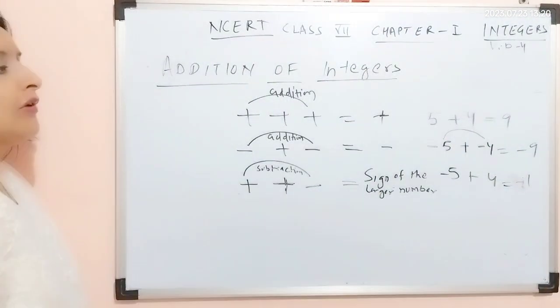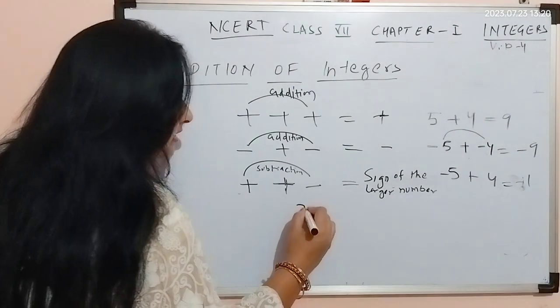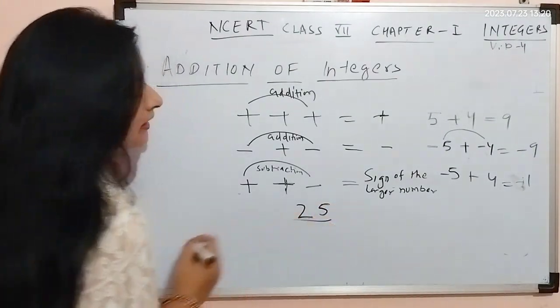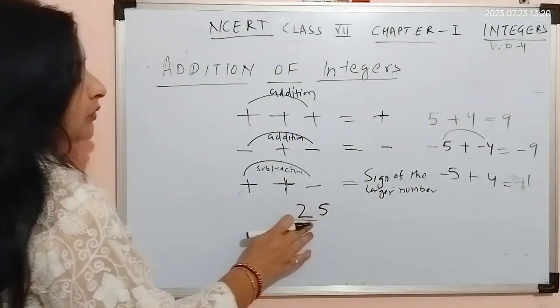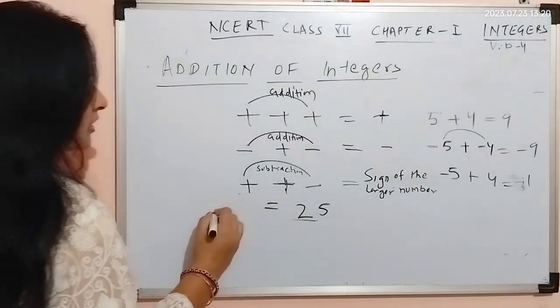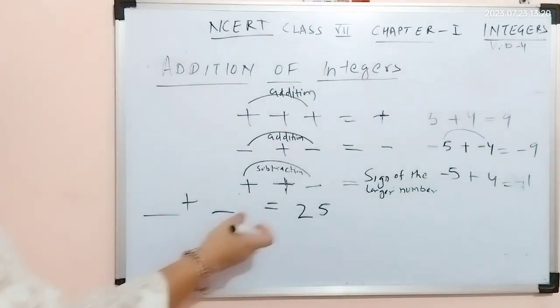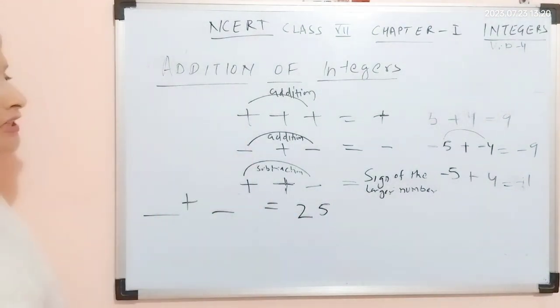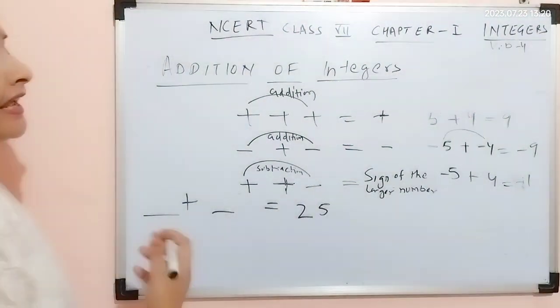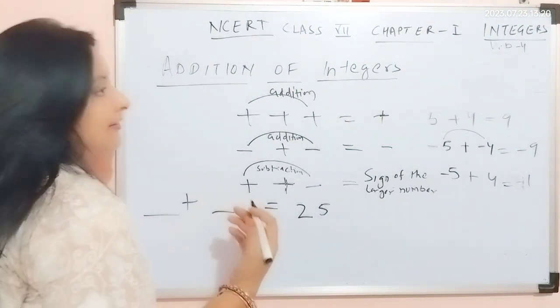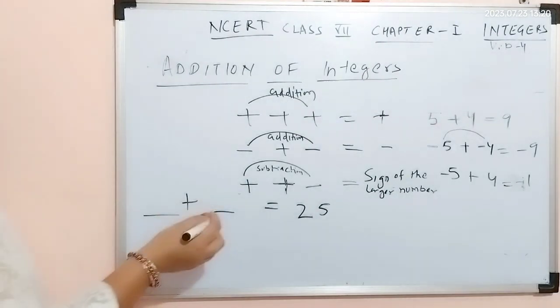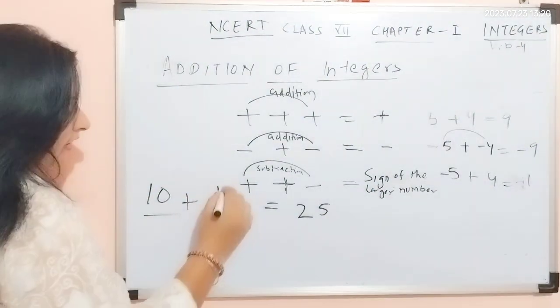Now you will see questions in NCERT where a number is given. Let us suppose a number is given and that number is positive, and you are asked to give two numbers whose sum is that particular positive number. If no sign is specified, then you can simply take two positive numbers. You can apply this situation. So you can take any two numbers, say 20 and 5, or 10 and 15, or 23 and 2. So let us take two positive numbers, say 10 and 15.